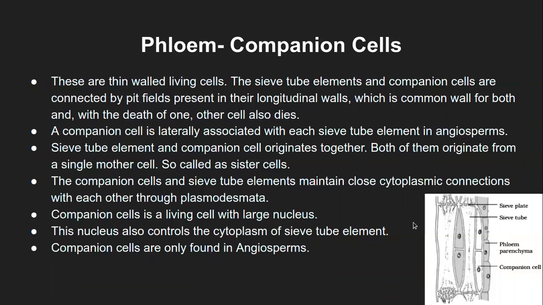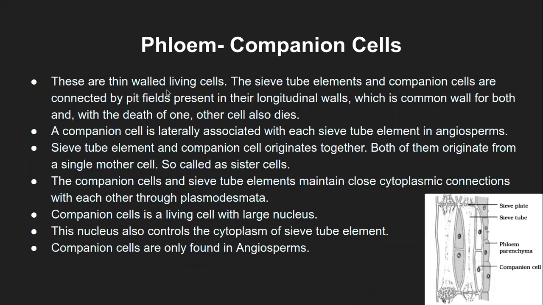Okay, so then coming to the next component of the phloem, that is the companion cell. The name itself says something about them. These are acting as a companion for some structure in the phloem tissue, and that's why they are called companion cells.